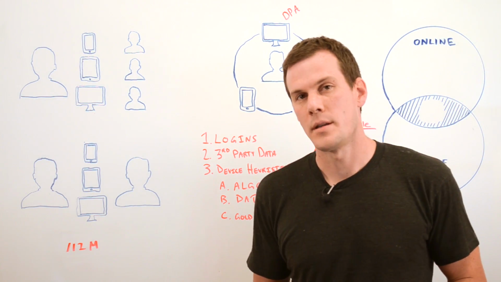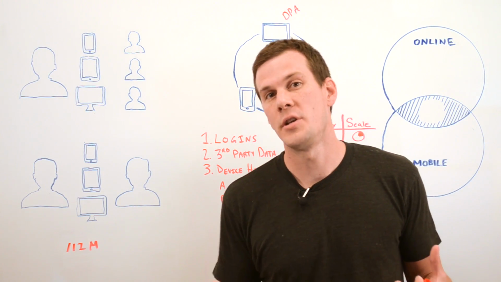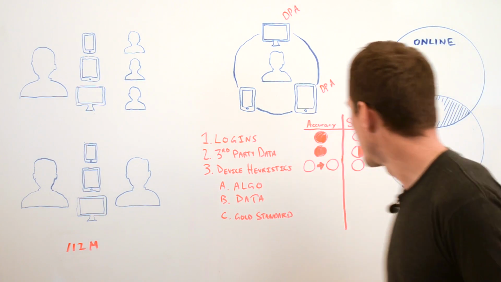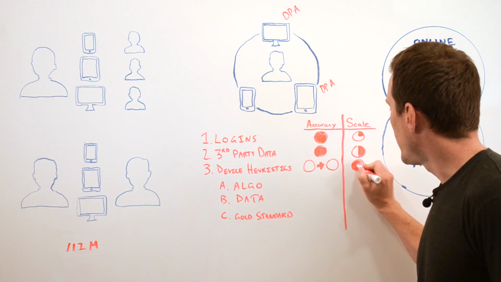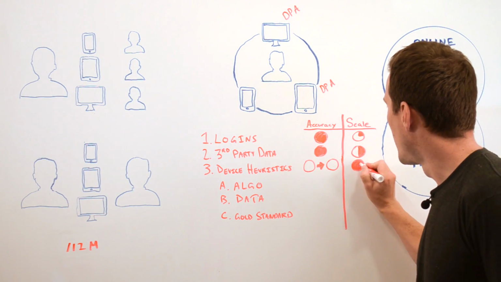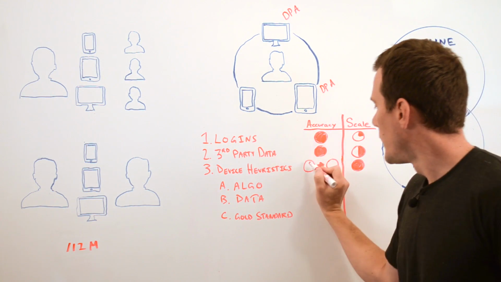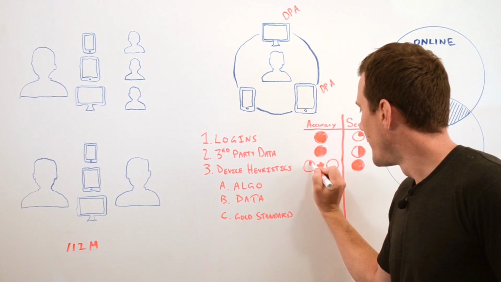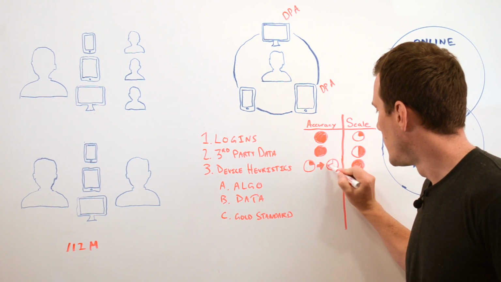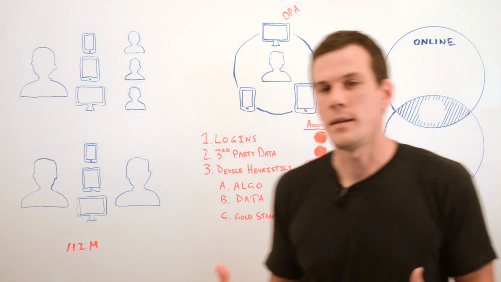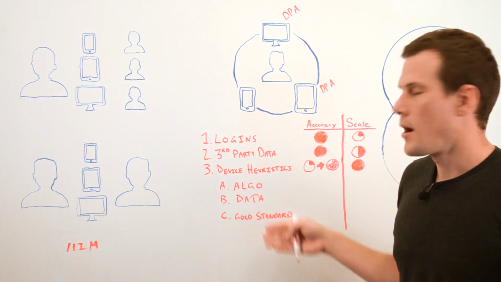The third approach, and the most popular, or the most common approach you're going to see out there, is device heuristics. And the reason it's the most common approach is because it's the easiest to scale. But it can have accuracy challenges. Depending on how you approach the problem, it can range anywhere from fairly inaccurate to extremely accurate.